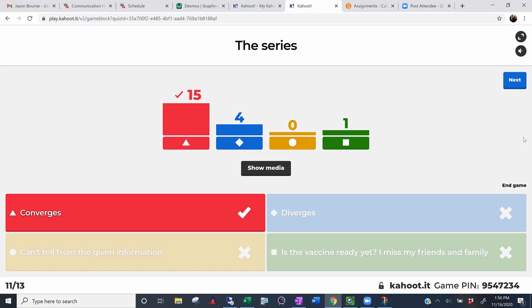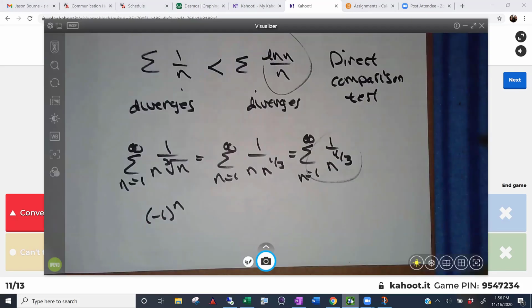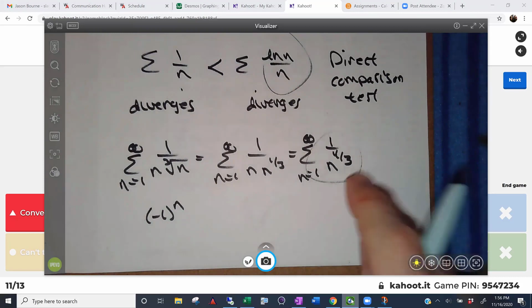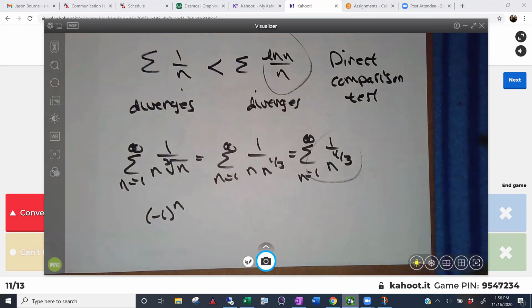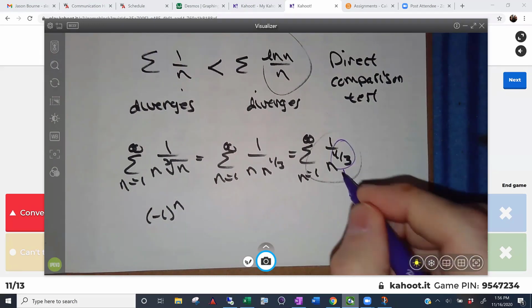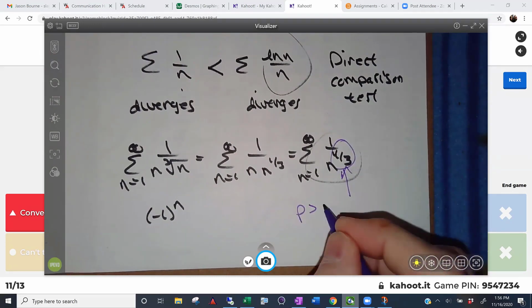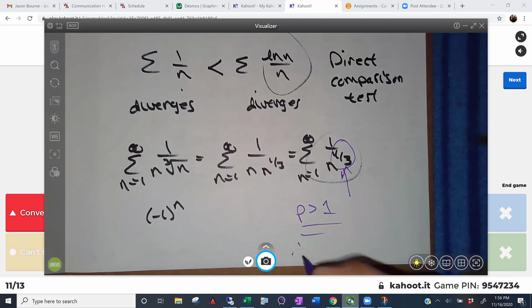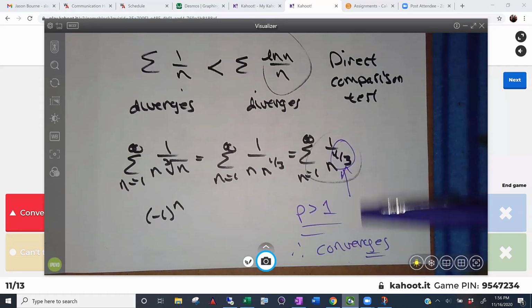All right, somebody who hasn't had a chance to participate here, tell me why this converges. Because p is greater than 1. Yep. P is greater than 1. Therefore, converges. So if this was to the 3/4 power, then it'd be less than 1 and it would diverge, but it's greater than 1, so it converges. All right, thank you.